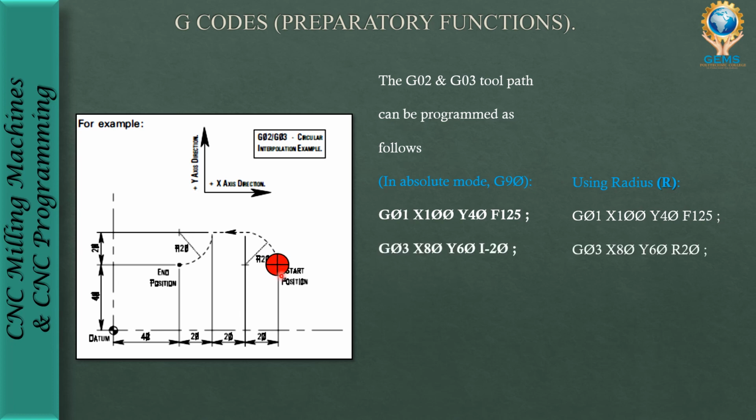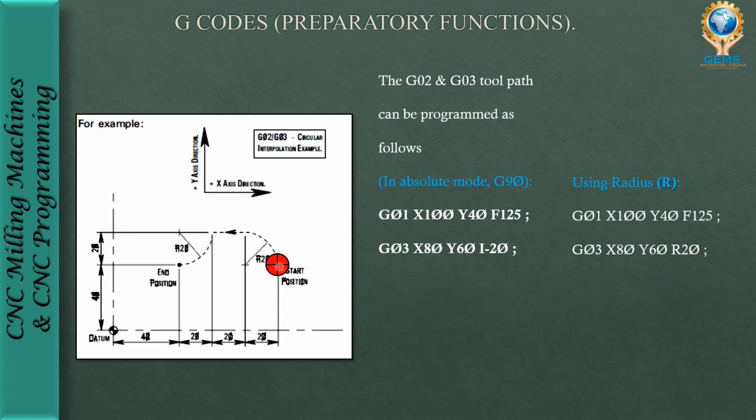Next, I need to take a curve in this direction. And one more thing, this is the anti-clockwise direction, so I'm using G03. What is the end point? In the X direction it is X80, and in the Y direction, the distance is 20. So X80, Y20, and I have to give the I value.